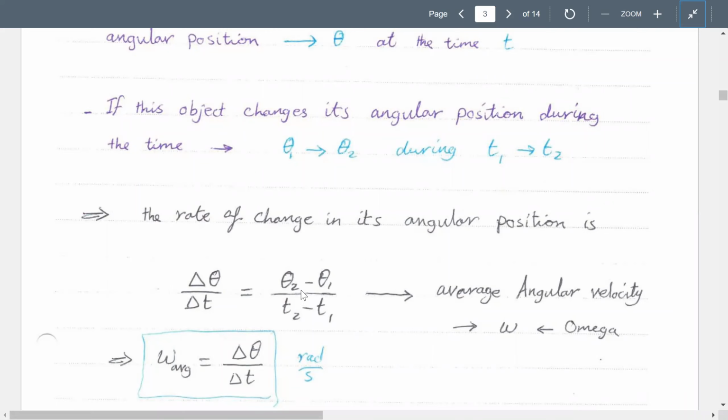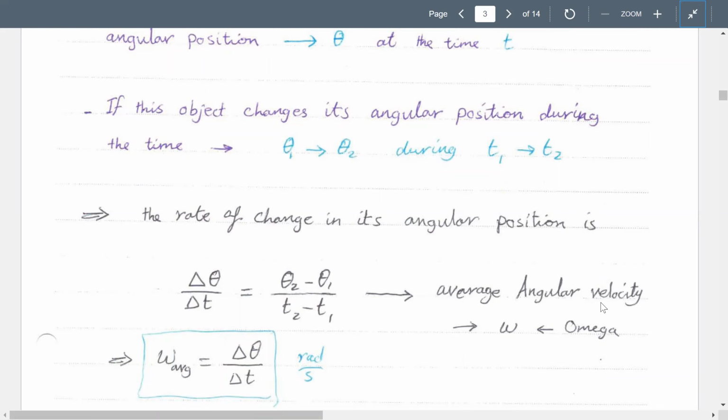The rate of change in theta, or in angular position, with respect to time, is the average velocity. No, it is not just the average velocity. It is the average angular velocity. Before, we had everything in linear velocity, linear acceleration, linear momentum. Now we have angular, okay? This is the average angular velocity, which is theta 2 minus theta 1 over t2 minus t1.